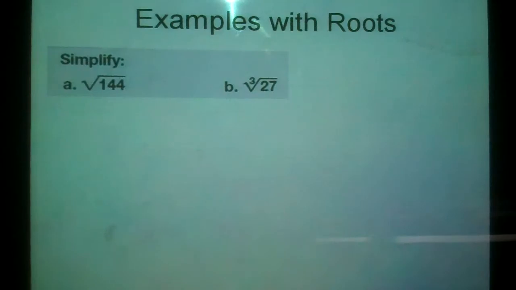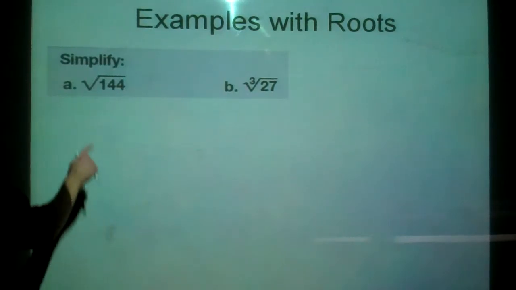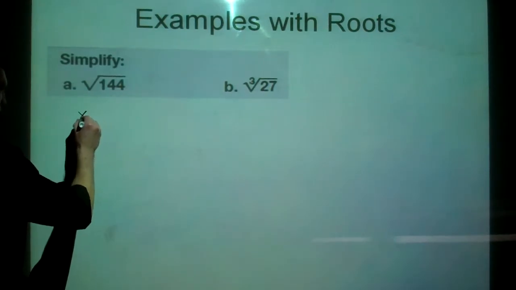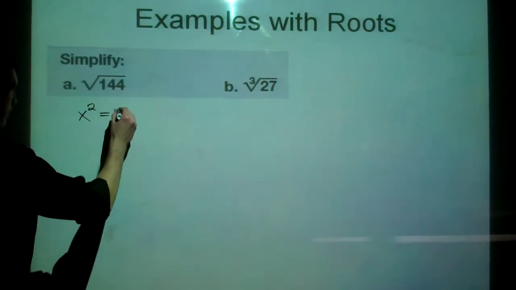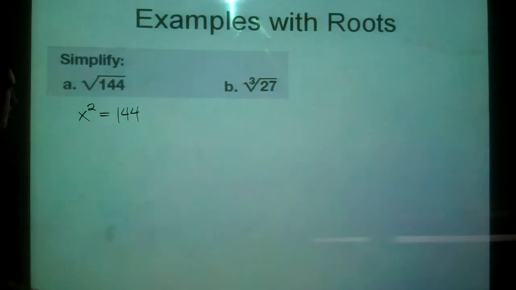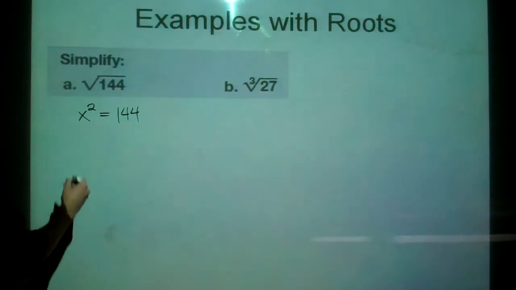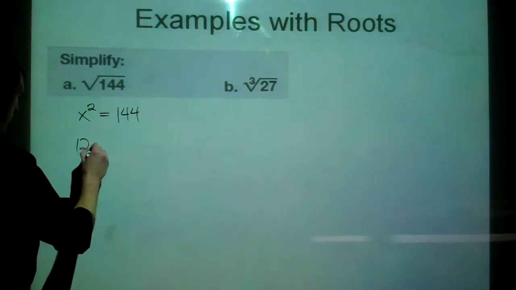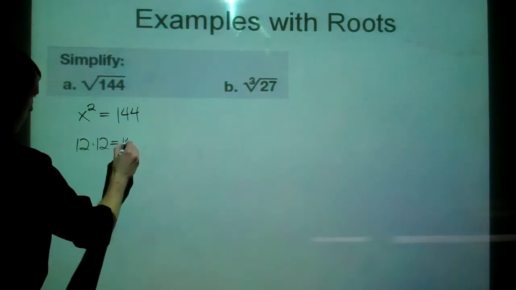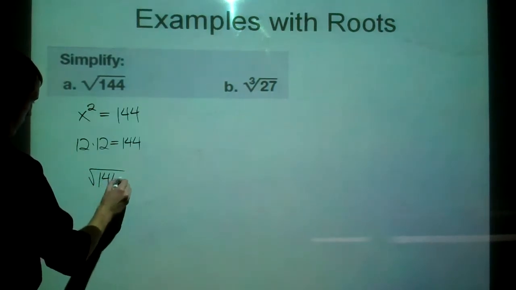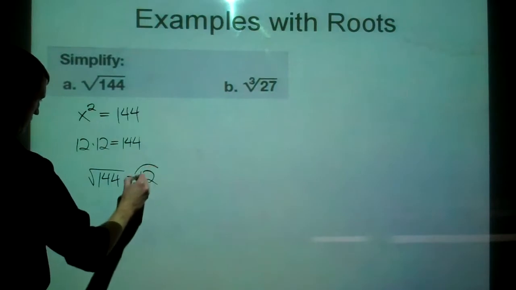Alright, so if we simplify 144, this is the square root, so we're looking for 2 numbers, so what do I square in order to get 144? Well, I've been taking math for a long time. I know that 12 times 12 gives us 144. So since 12 times 12 equals 144, the square root of 144 equals 12.